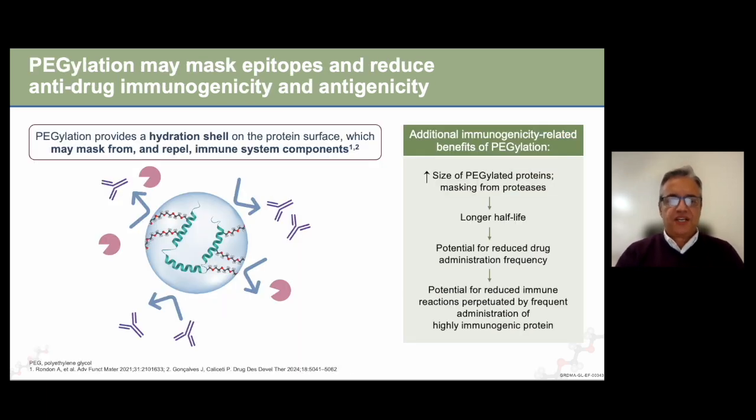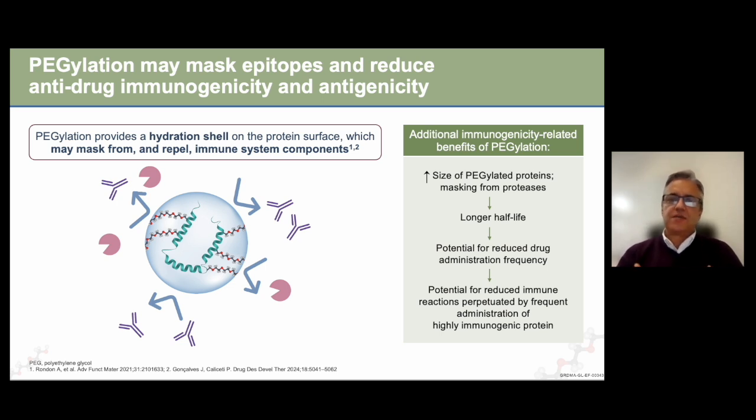So PEGylation can mask antigenic epitopes and reduce immune recognition by creating a hydrated shield around the protein. This can potentially decrease immunogenicity and prolong drug action by reducing administration frequency and stabilizing the protein. So basically, when you have a longer half-life, you have the potential to reduce drug administration frequency. We might have an opportunity here to reduce the immunogenic responses.